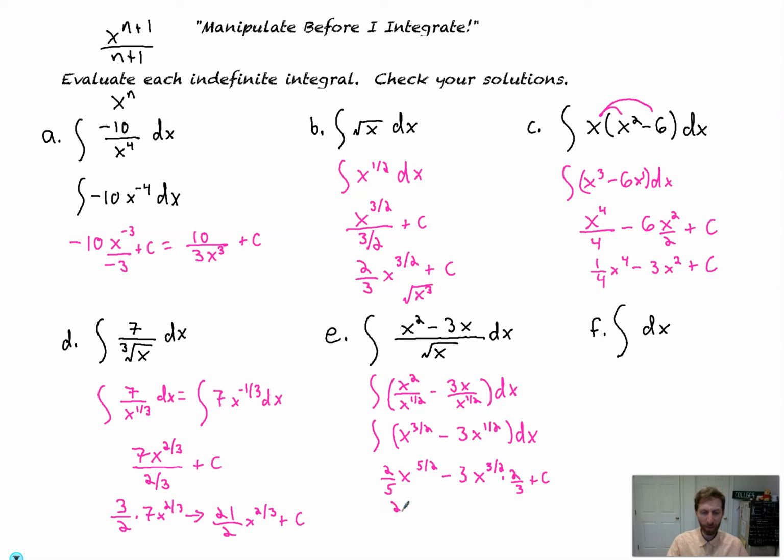Let's simplify it down a little bit more. 2/5 x to the 5/2. The 3's are going to cancel. And you're going to be left with minus 2x to the 3/2 plus c. And as I said, this one's not so bad.